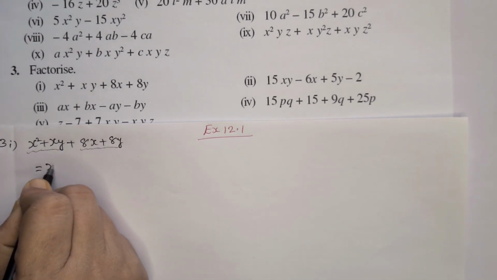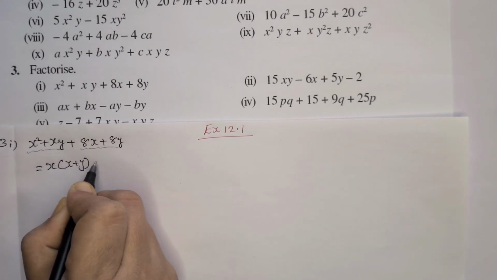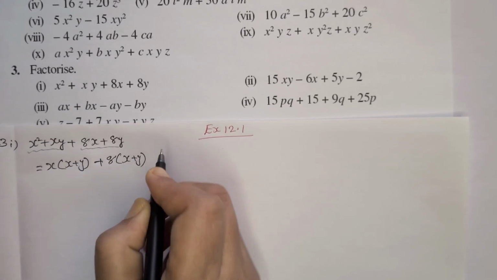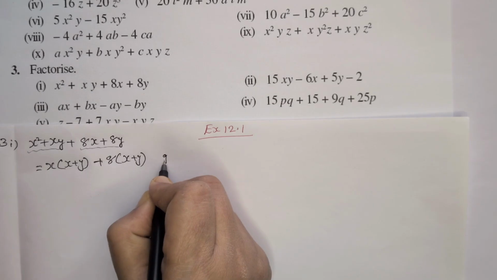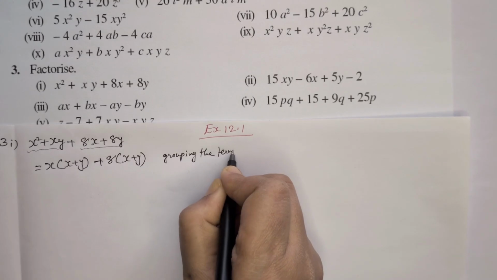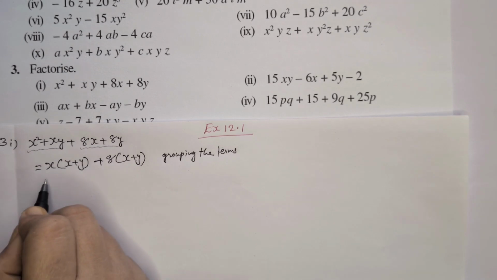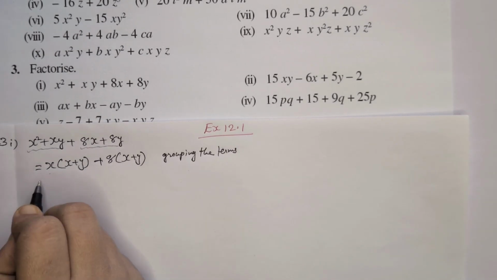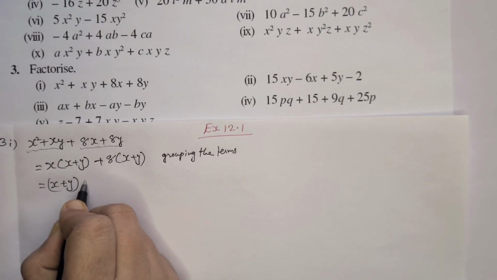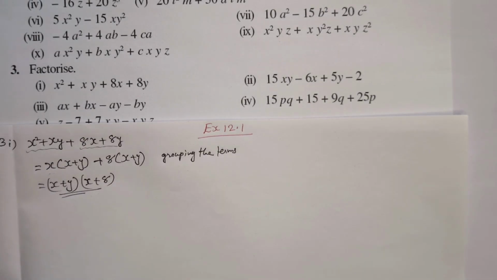So we can write that as x is common in this first group, x into x plus y. Here 8 is common, 8 into x plus y. Here what we did is grouping the terms. And then x plus y is common in both the terms. This is the first term, this is the second term, and there x plus y is common. That bracket we can take out, then the remaining is x plus 8. So this is the factorized form of the given expression.